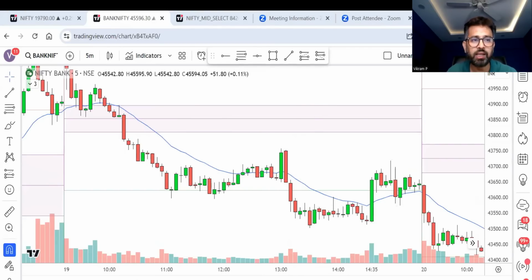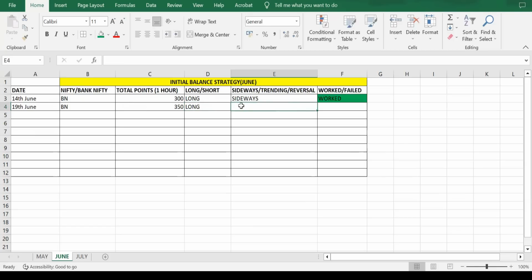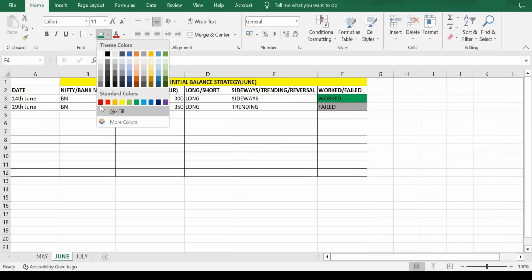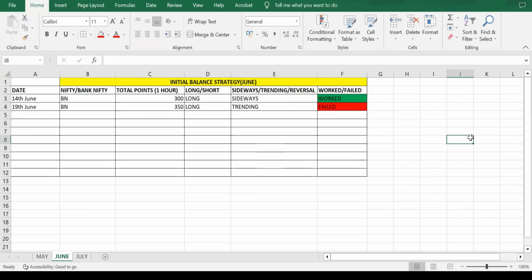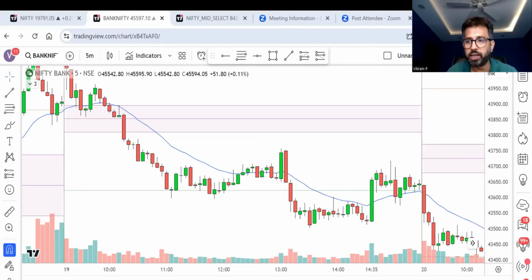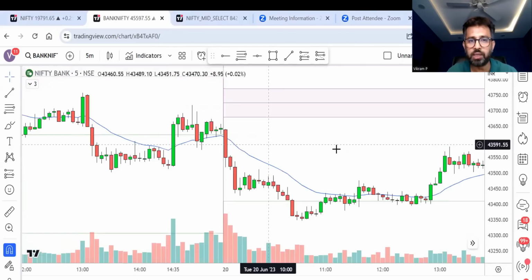We'll go to the Excel and update that on 19 June, Bank Nifty was around 350 points and it was a long. It went into the trending mode and it failed.